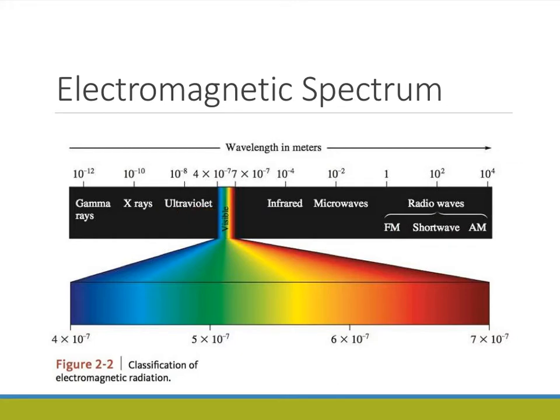And then after X-rays, at about 10 to the minus 8th meters, we hit the ultraviolet. Ultraviolet radiation is what gives you skin cancer. So UV radiation, the bad stuff. X-rays, I didn't think I needed to tell you what we use X-rays for.